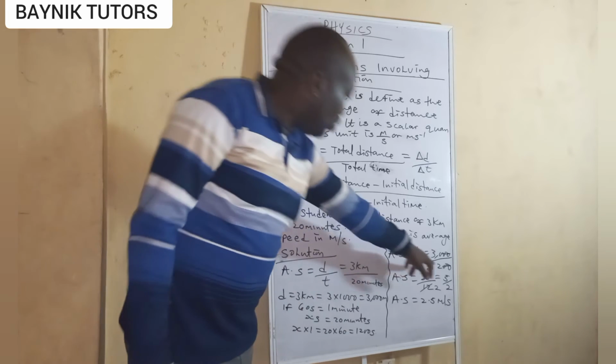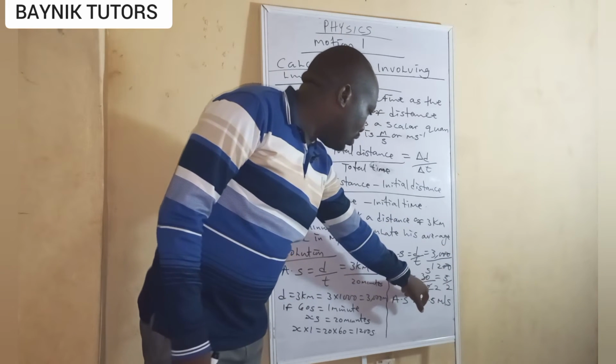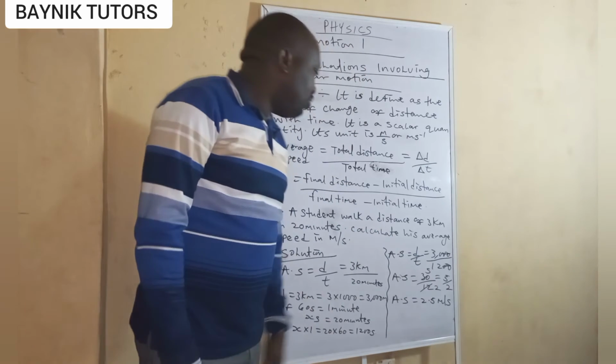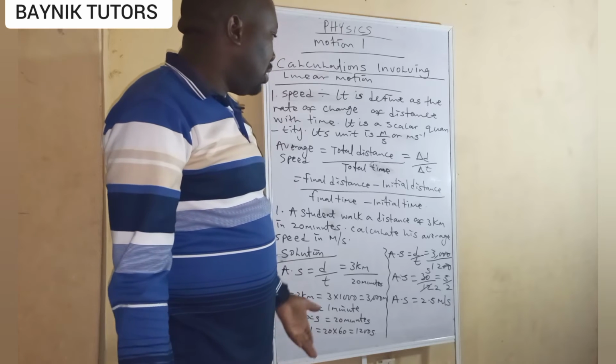So at the end, double double cancel double double, we have 30 over 12. 2 here to 2, 6 here to 6, here 5. So average speed is 2.5 meter per second.